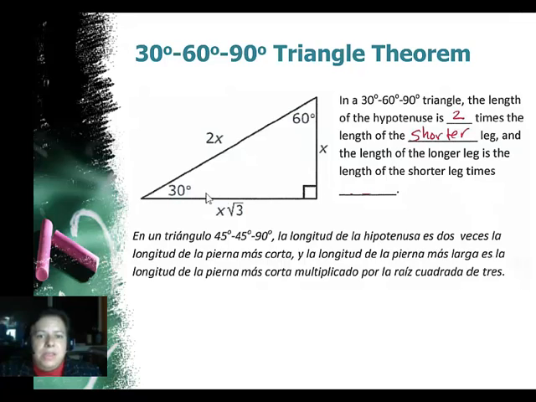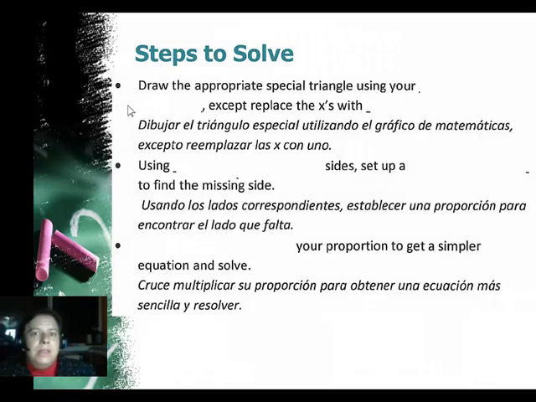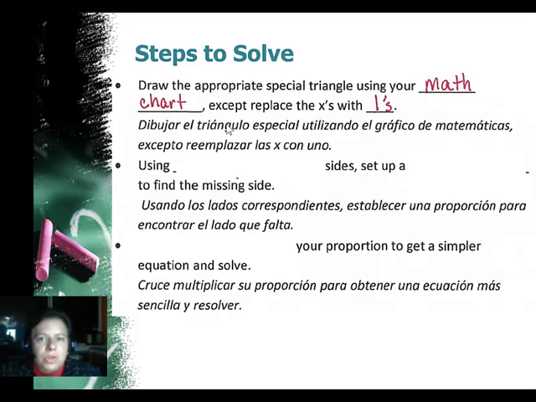And then the length of this longer leg here is the length of the shorter leg times the square root of 3. And if you were to substitute 2, 1, and square root of 3, 1 and square root of 3 will give you 2 using the Pythagorean theorem for your hypotenuse. These problems are actually really simple to solve. The most important thing is draw the appropriate special triangle using your math chart, except replace the x's with 1s. And then, if you have 1 times square root of 2 or square root of 2 times 1, you can just put square root of 2.